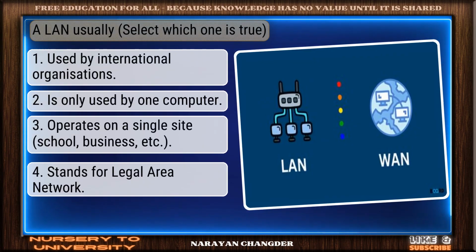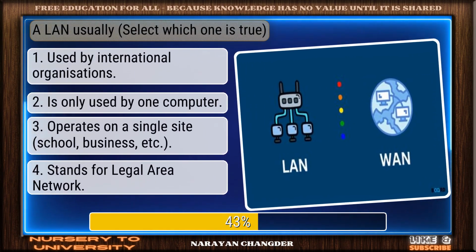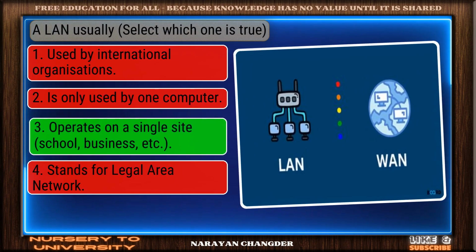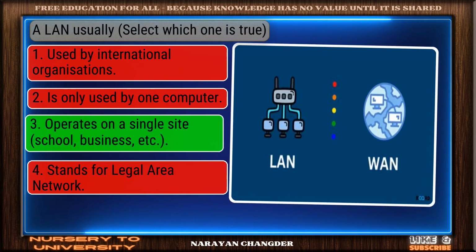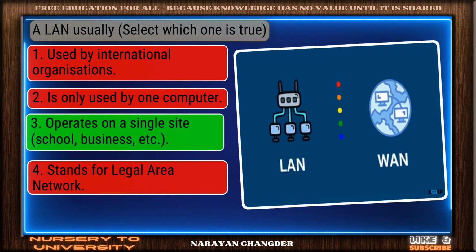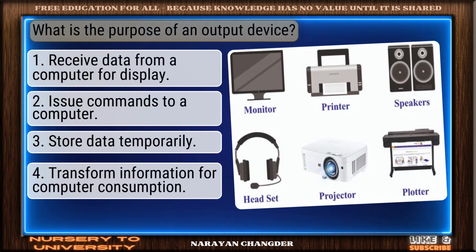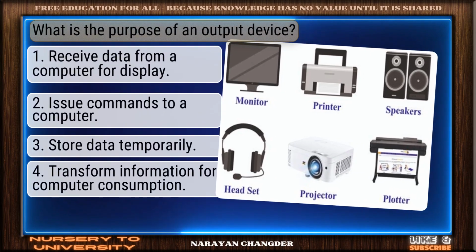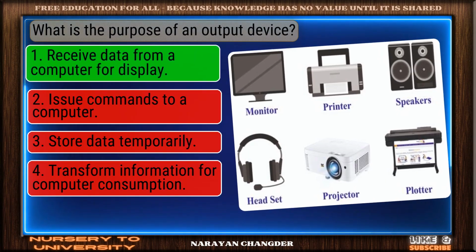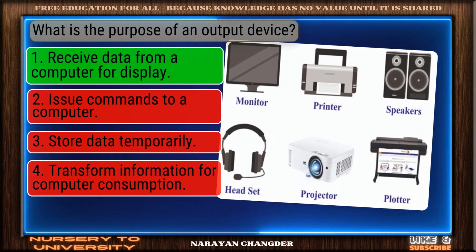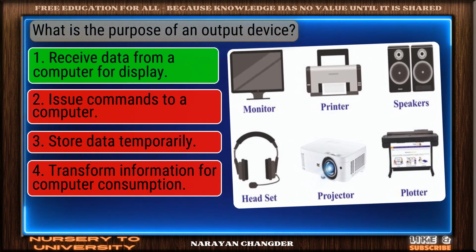Question number 9. A LAN usually. Excellent choice. Operates on a single site is the right answer. Question number 10. What is the purpose of an output device? Solid response. Receive data from a computer for display is a valid choice.